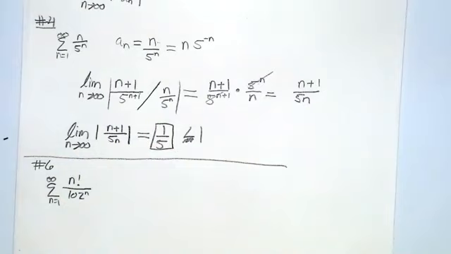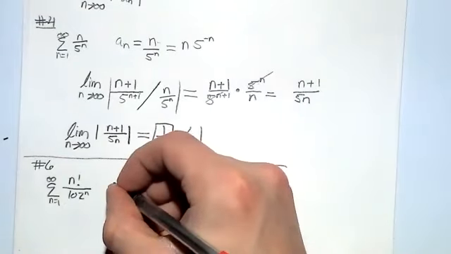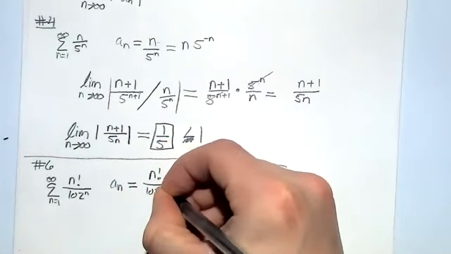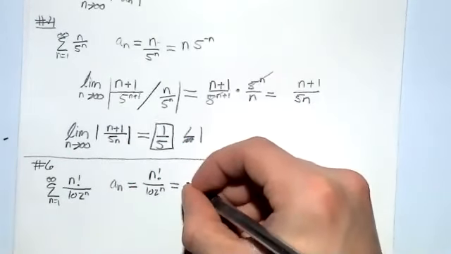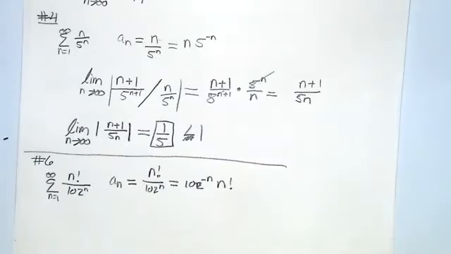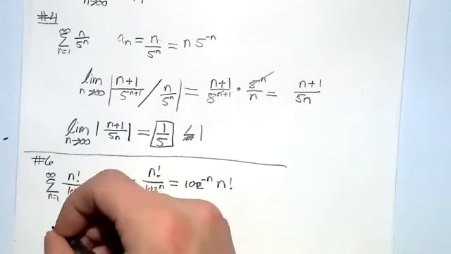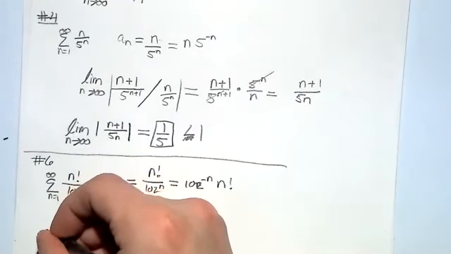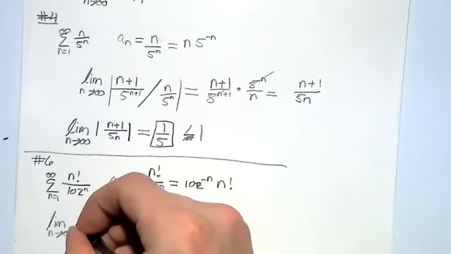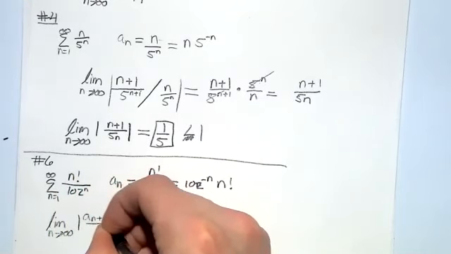That looks kind of nasty. So from here, what we're going to do is identify a sub n, which is just equal to n factorial divided by 102 to the n, which is equal to 102 to the negative n times n factorial. Whichever one you prefer to do, we can do both. And now we're going to take our limit using that same formula again. So we have limit as n approaches infinity of a sub n plus 1 over a sub n.